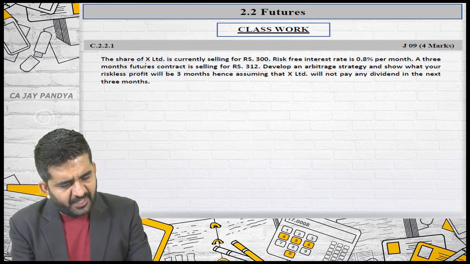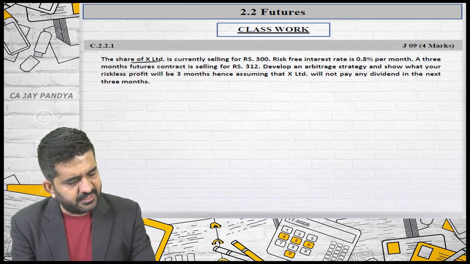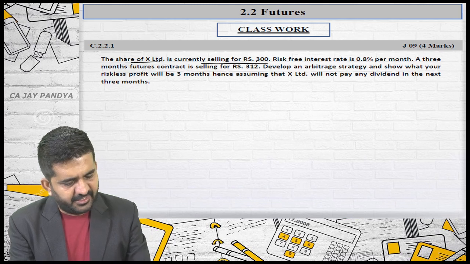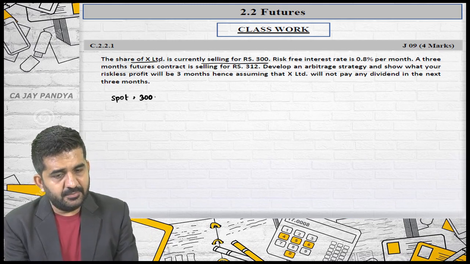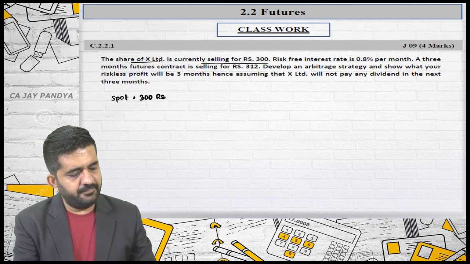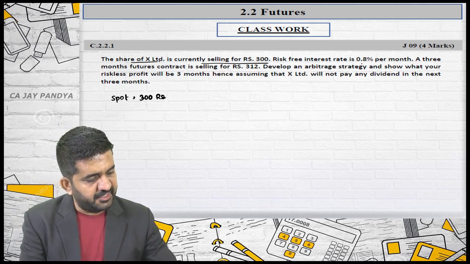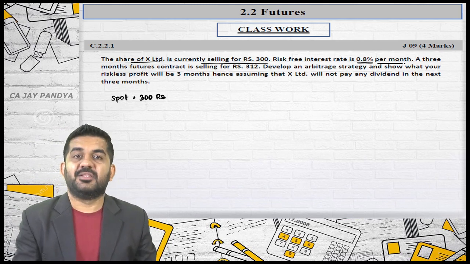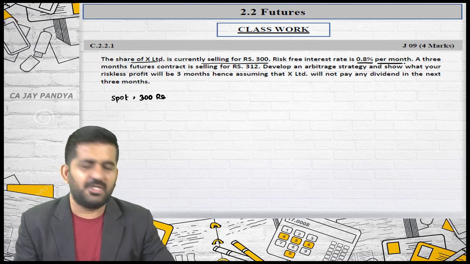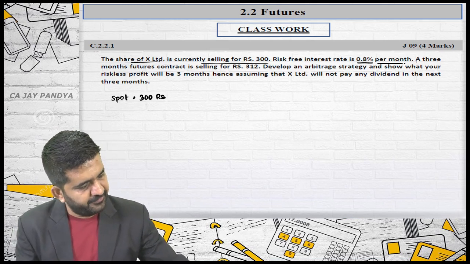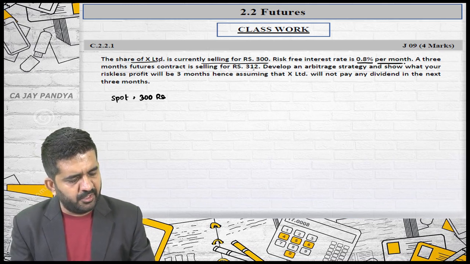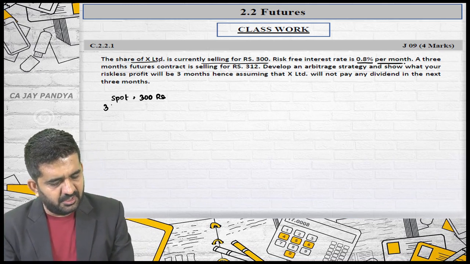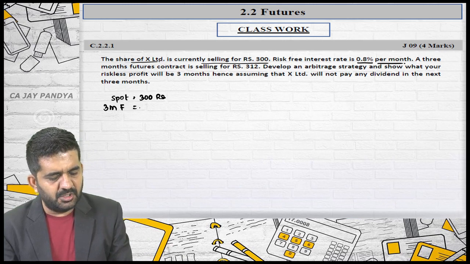The share of X Limited is currently selling for rupees 300. Spot price is 300 rupees. Risk-free interest rate is 0.8% per month. Now I can take this as per month because it is 0.8%. A 3 months future contract is selling for 312. 3 months future. Are you getting it?